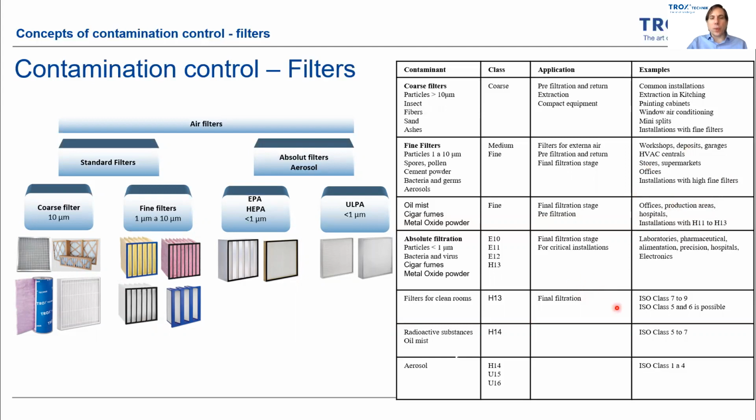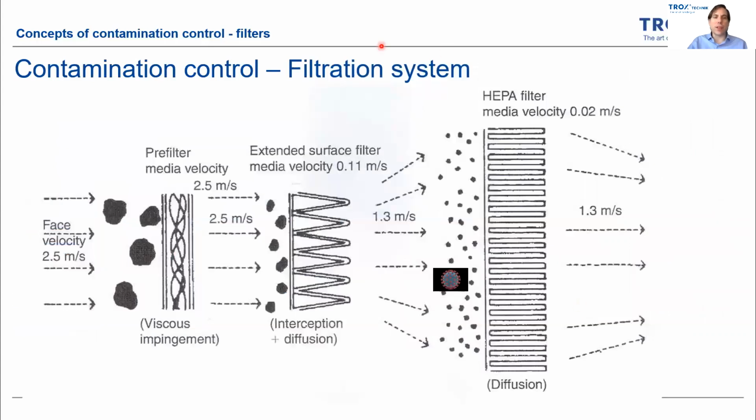And when we go to clean rooms and hospitals, then we are talking about HEPA and ULPA filters. But every installation that has a HEPA and ULPA filter will have some stage of filtration before it, because we want to protect the HEPA filter from the bigger particles, because it will clog the filter really fast.